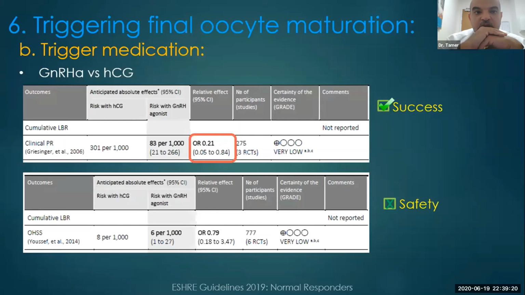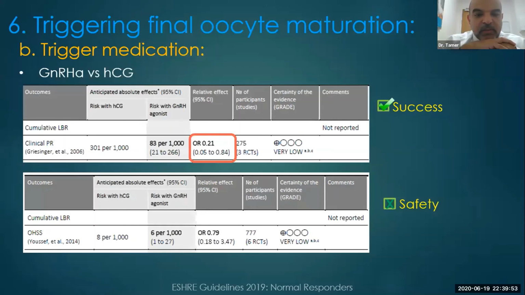Agonist trigger, there is a difference. Okay, so if you use agonist trigger, the clinical pregnancy rate in the fresh transfer, of course, would drop. So this is something to be aware of. So in a normal responder, I'm not talking about a high responder here, in a normal responder, be careful about doing agonist trigger, because you may drop your success rate.